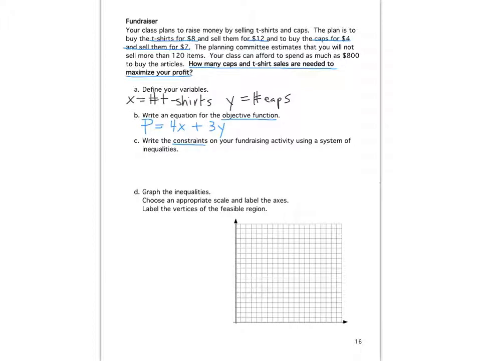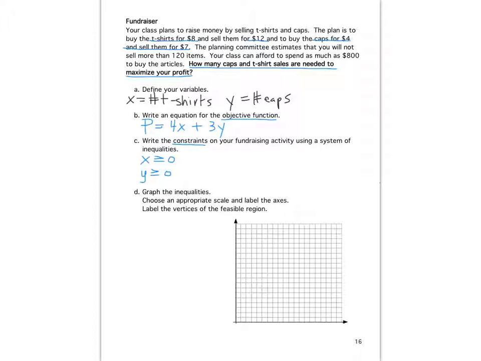Alright, now every linear programming problem has 2 basic inequalities. We can't sell a negative number of t-shirts or caps. So I can make 2 inequalities relating to that. X is going to be greater than or equal to 0. Y is going to be greater than or equal to 0. Basically, those 2 constraints are going to keep you in the first quadrant when you show your graph. The other 2, we're going to talk about, go back and look at the reading again.